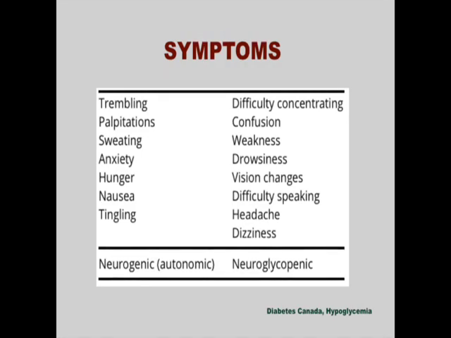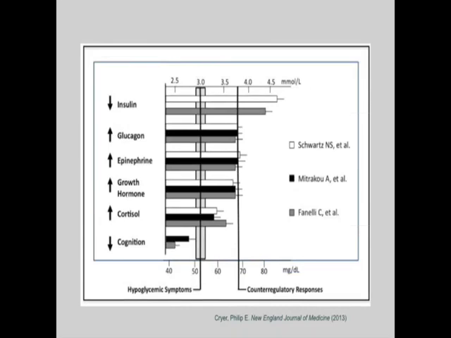Our neuroglycopenic symptoms include difficulty concentrating, confusion, weakness, drowsiness, vision changes, difficulty speaking, headache, and dizziness, and we'll talk a bit more about these in our patient. These symptoms typically appear at a glucose level of about 3 millimoles per liter, or just over 50 milligrams per deciliter, but as we talked about before, you can see those hormones start acting sooner, but typically people feel symptoms around 3 millimoles per liter.